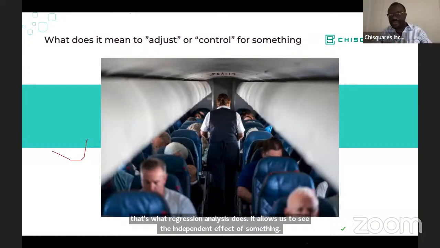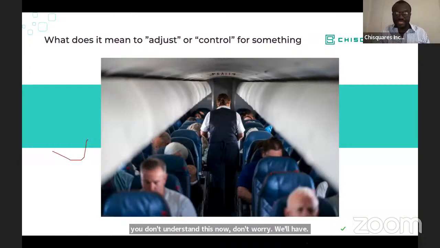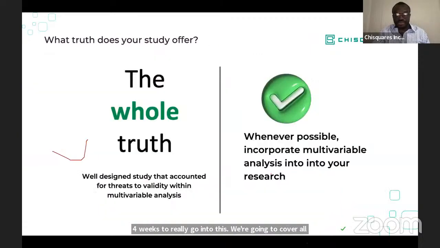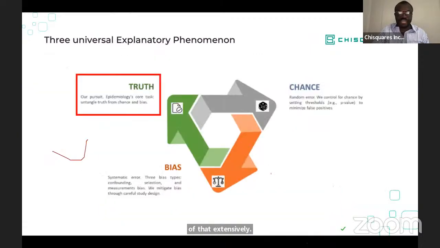And if you don't understand this now, don't worry, we'll have 4 weeks to really go into this. We're going to cover all of that extensively, so you'll be pretty sure by that time what that means. So we've talked about truth. Let's talk about truth and how it affects our results.